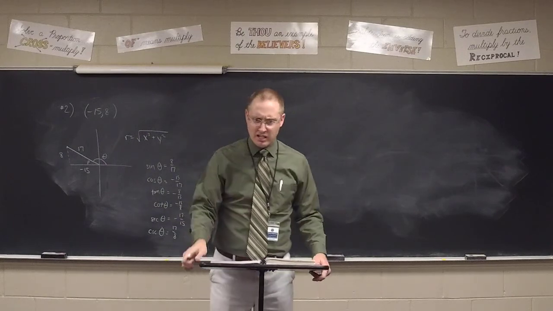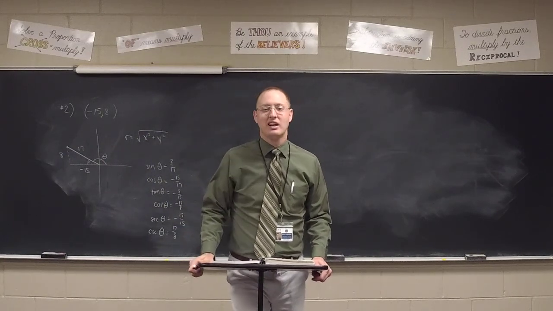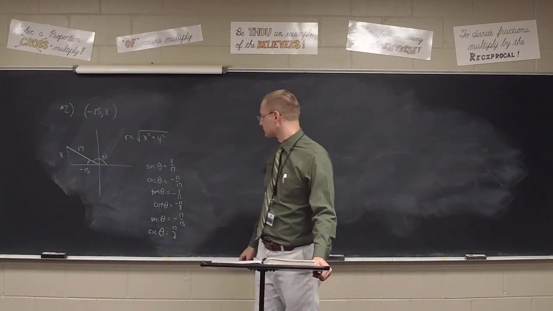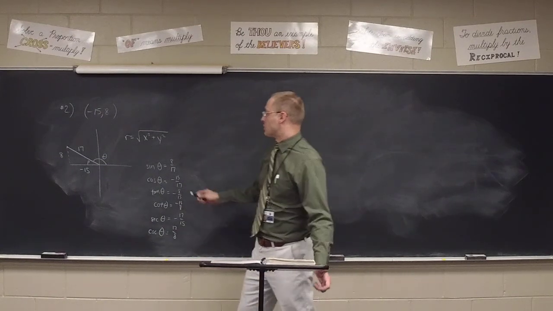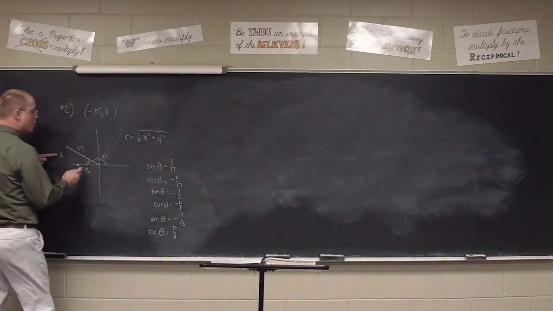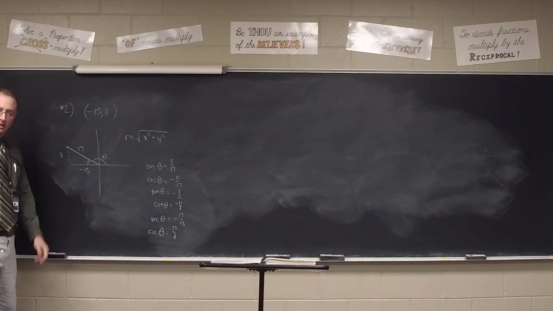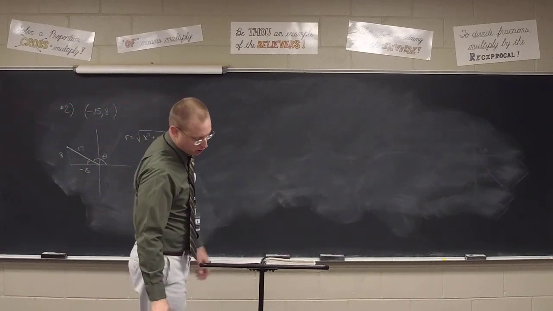How about you, Jamie? I got it right, but except for sine and cosecant, I have both of them negative. I'm not sure why. Right, well, do you see that neither opposite nor hypotenuse are negative? They're both positive, so it should come out positive. Make sense? Okay, good.